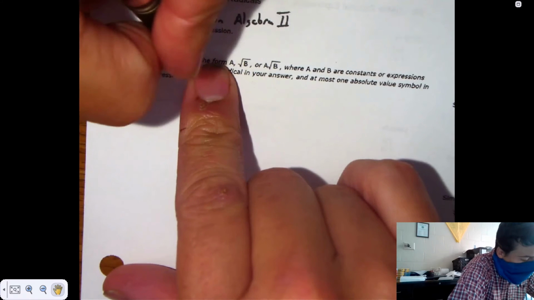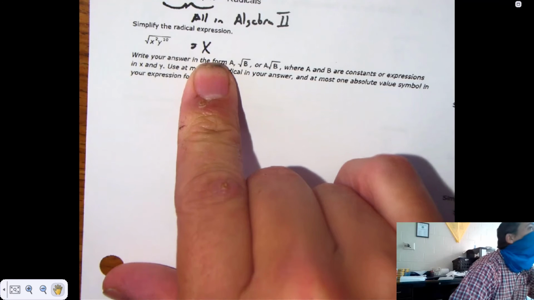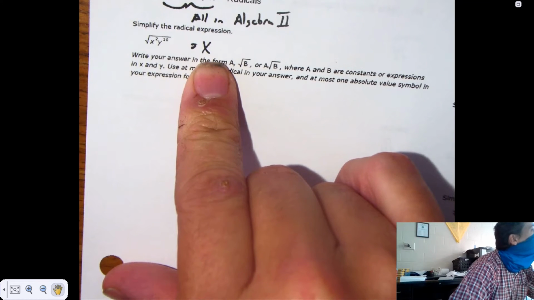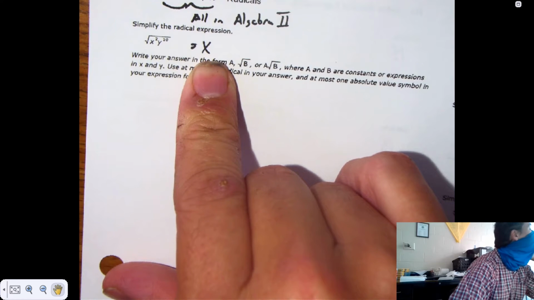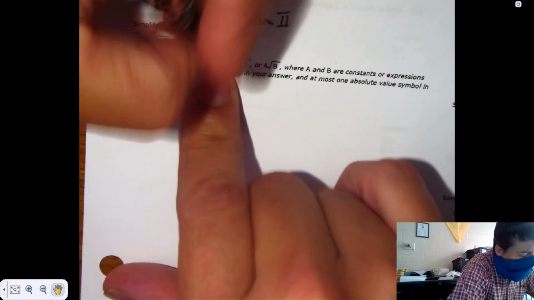X. Okay, so you're saying equals x. Square root of y to the 10th. What times itself yields y to the 10th? What's that? Y to the 5th, kids.